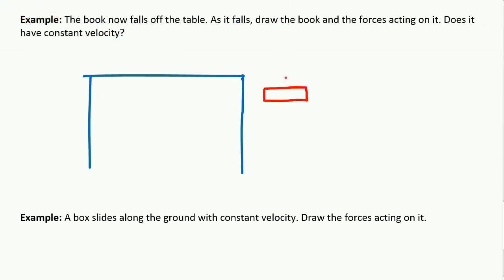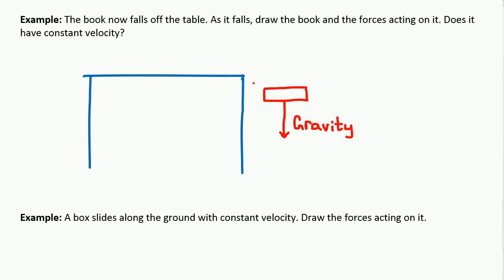So there's my table and there's my book beside it. Someone's taken the book from up here, they've maybe pushed it off the edge of the table, and the book is now starting to fall. As it falls, draw the book and the forces acting on it. So this book still has gravity pulling it down. It's tough to get rid of gravity. While you're around planet Earth, gravity's kind of always there.